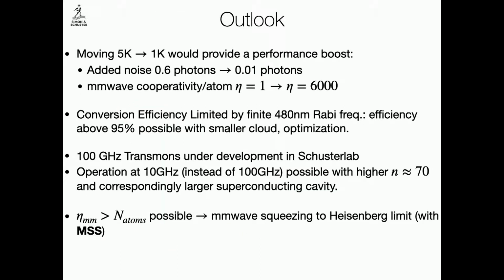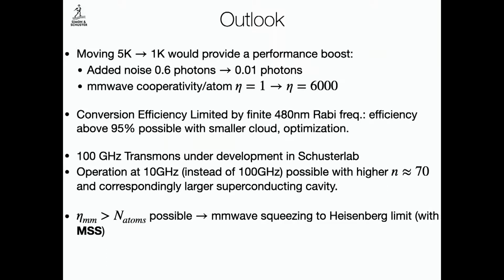The upshot is moving from 5 Kelvin to 1 Kelvin will reduce our added noise to about 0.01 photons. Our conversion efficiency is actually limited by our 480 nanometer Rabi frequency, so a colder, denser gas will solve that. We're playing with ideas for going to 10 gigahertz, just with a bigger cavity, microwave. But Dave's group is also developing 100 gigahertz transmons.